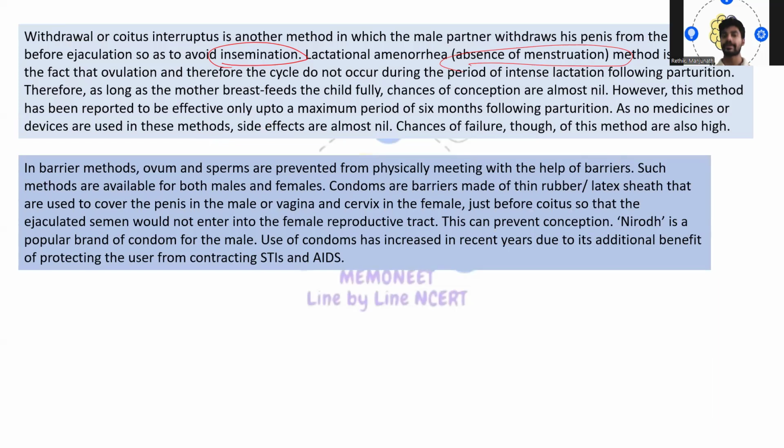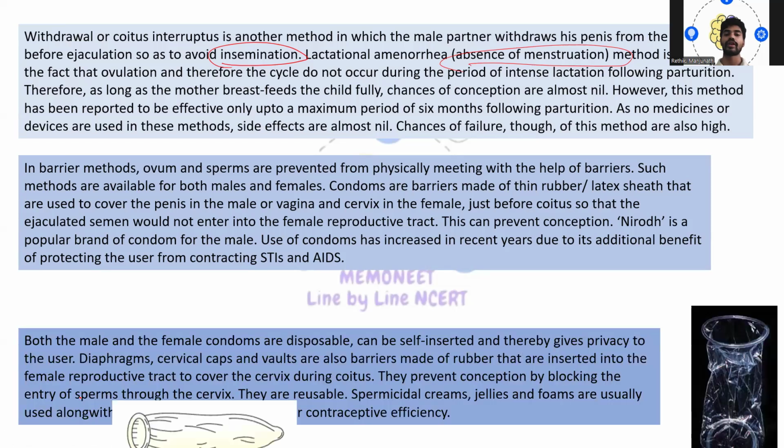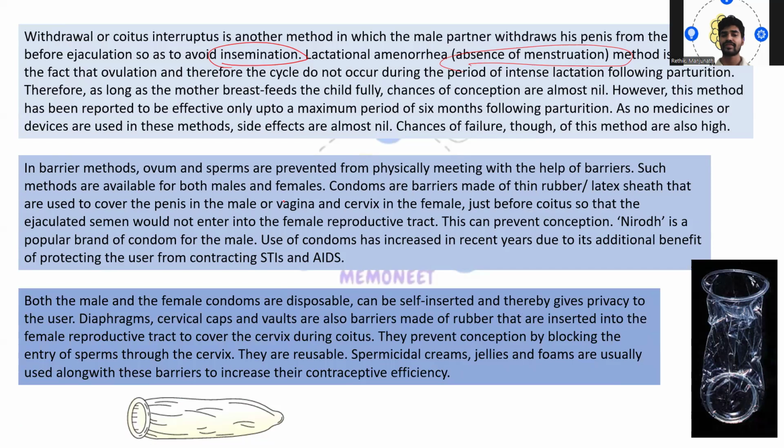Then the second is the barrier method. In the barrier method, we are actually preventing the physical meeting of the ovum and sperm with the help of some barriers. Normally we use barriers like condoms, which are thin rubber or latex sheets used to cover the penis of the male, or the vagina and cervix in the female, just before coitus, so that during ejaculation, semen would not enter the female reproductive tract.